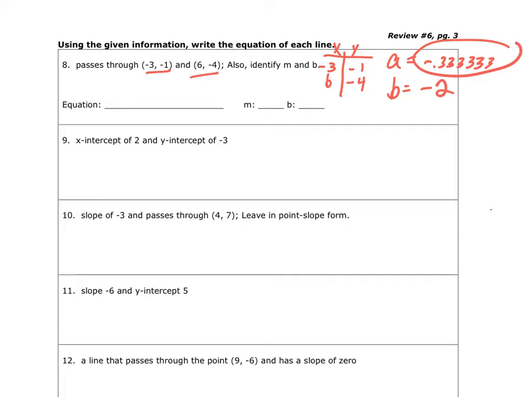To figure out what this is as a fraction, in your calculator you would type 0.333333333, and then press Math, Enter, Enter. You'll find out that the slope is negative 1/3, and then the b is negative 2. If I want to write the equation, I just say y equals negative 1/3 x minus 2.